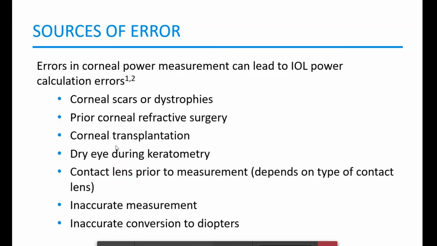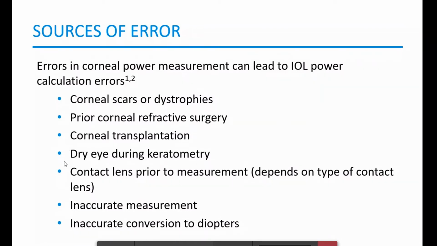This would probably have some degree of irregular astigmatism. Dry eyes during keratometry is also a key problem leading to keratometry errors, right? So one of the points to take note of: if there is a dry eye issue during keratometry, you need to put in some lubricating eye drops, or you need to treat the dry eye issue before performing keratometry measurements.